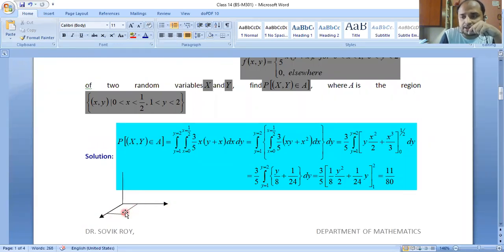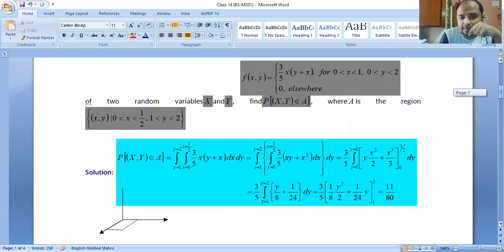Now double integration means, if we plot this particular function, we are going to erect something where the base will be represented by x lying between 0 and 1 and y lying between 0 and 2. The base is represented by this. Now, what is double integration?